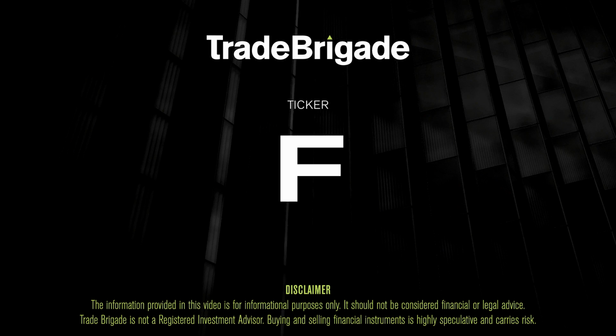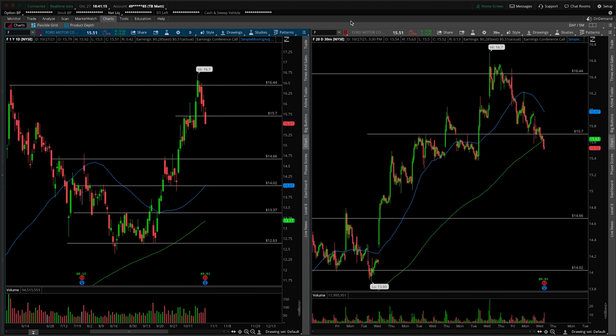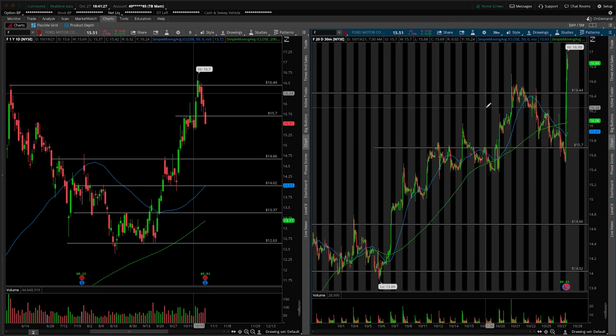What's up, traders? Matt from the Trade Brigade here doing a technical analysis on ticker symbol F for Ford Motor Company. On the left-hand side, we do have the daily time frame, and on the right-hand side, the 30-minute intraday time frame. First thing I need to let you know is that in the post-market, they gave us an earnings announcement, so let's flip on the extended hours session and see what is going on with the numbers.